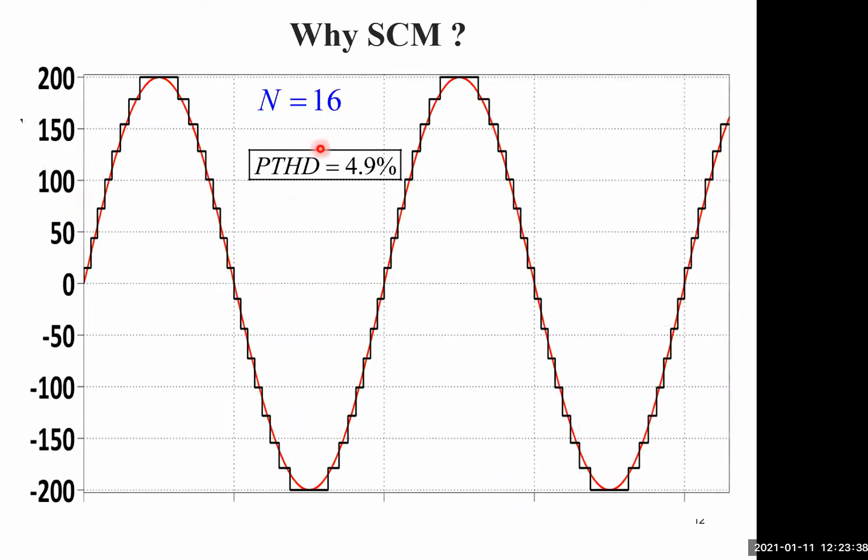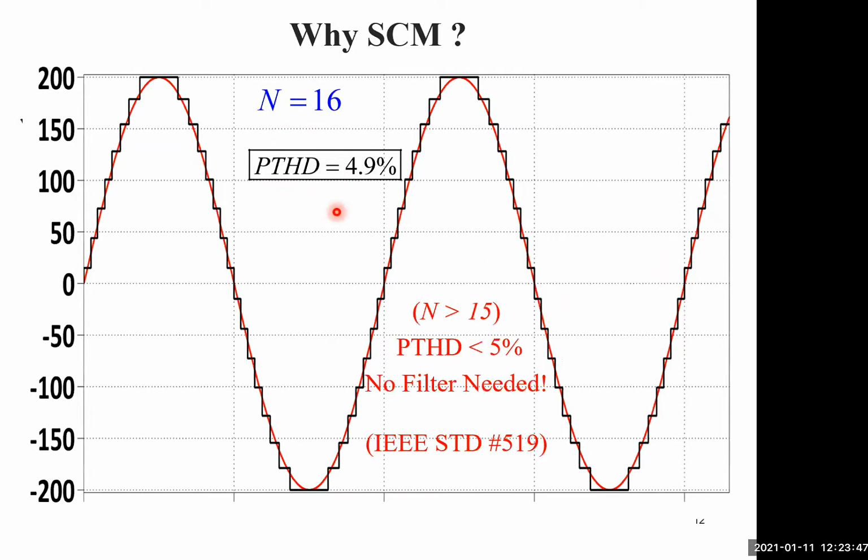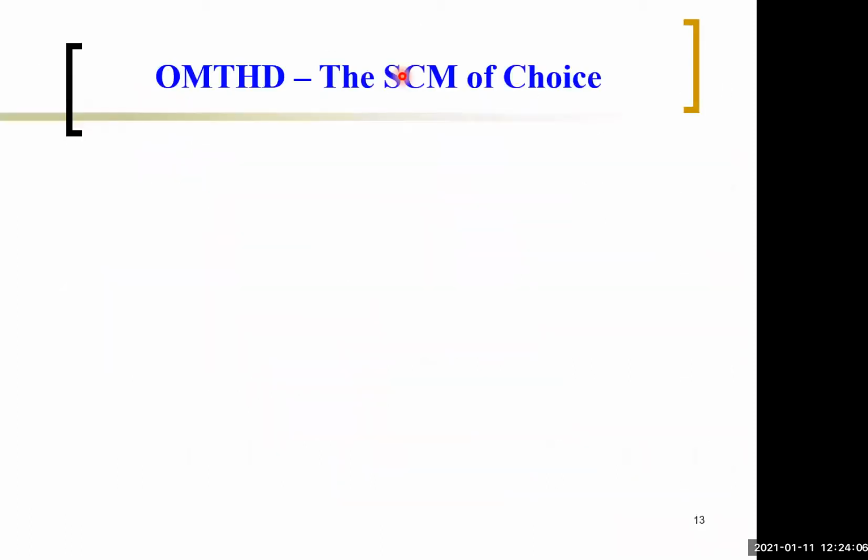If we take this to the extreme, this is 16-level SCM. Now the PTHD is below 5%, and this is at a turnout point. Notice that when PTHD is below 5%, according to IEEE standard 518, you no longer need an output filter. You can settle with this voltage without this harmonic without any problem. So this is another advantage of using SCM for high voltage levels.